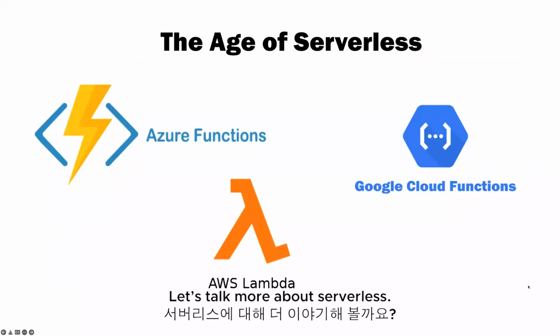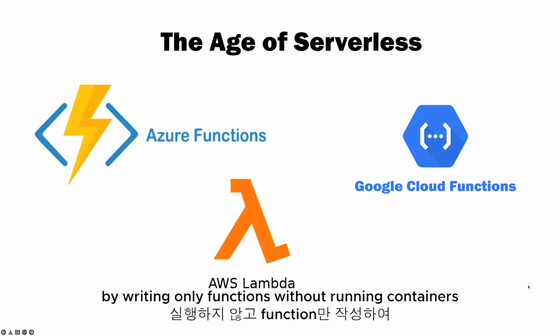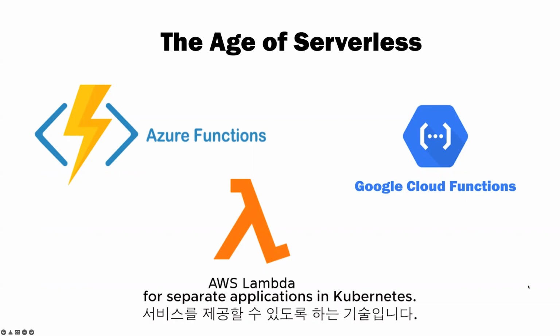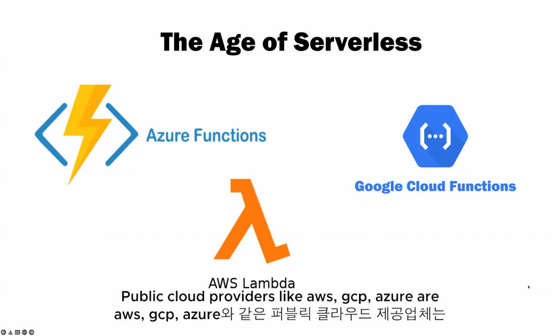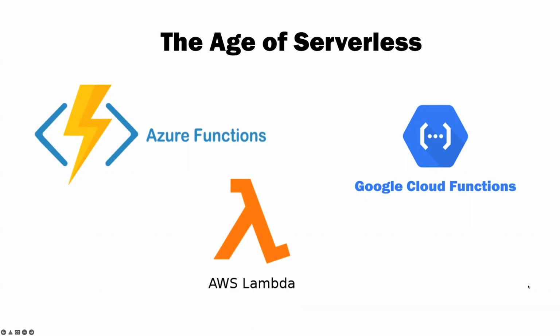Let's talk about serverless. It is a technology that allows you to provide a service by writing only functions without running containers for separate applications in Kubernetes. Public cloud providers like AWS, GCP, and Azure are already providing serverless function as a service. First, Azure Functions. Second, AWS Lambda. And there's also Google Cloud Functions.